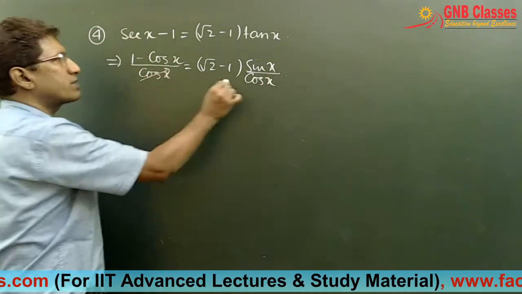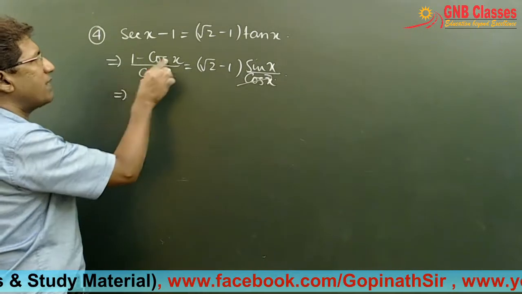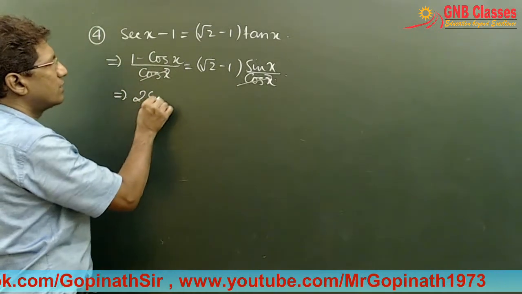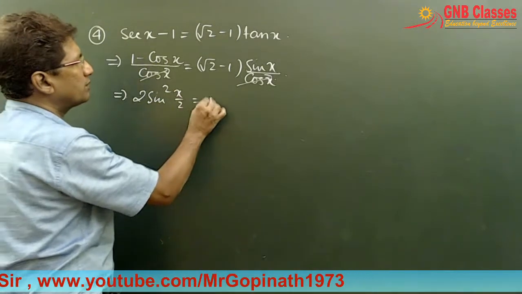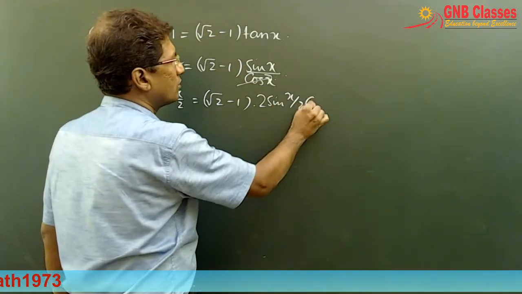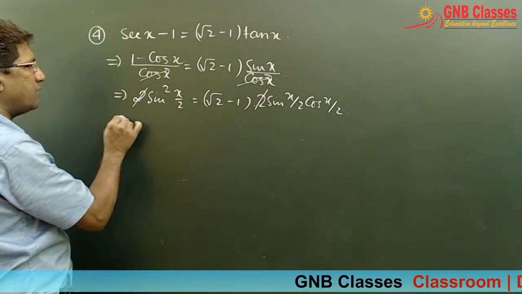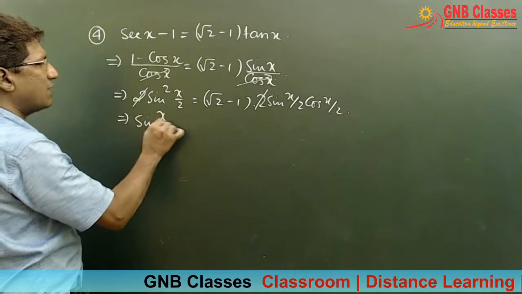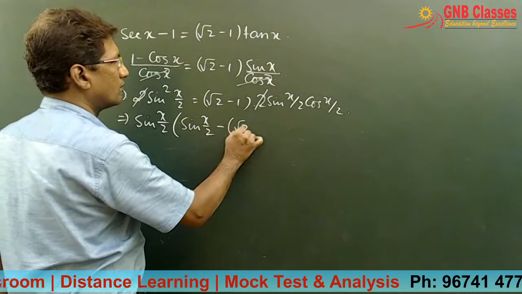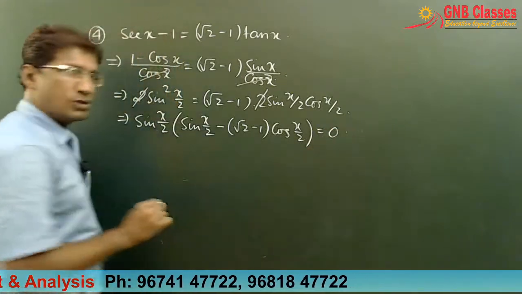Now, let me cancel cos x from both sides, that is, we are multiplying both sides with cos x. So we are getting 1 minus cos x equals root 2 minus 1 into sin x. 1 minus cos x can be written as 2 sin square x by 2, and sin x can be written as 2 sin x by 2 cos x by 2. 2 goes off. Let us take everything to one side. So we are getting, after taking sin x by 2 common, is it clear to all of you?